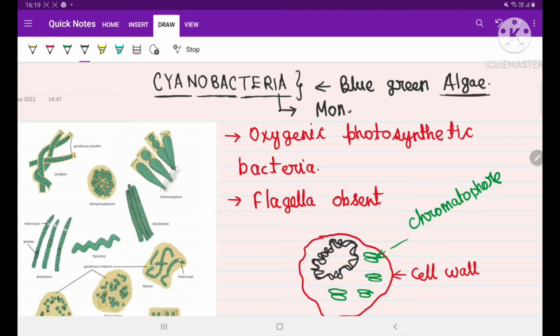So the question is, why are we calling them algae? Like plants, cyanobacteria are photosynthetic organisms. Like plants, they produce oxygen during photosynthesis. So initially scientists classified cyanobacteria and plants in algae, but later when they studied, they found that they are prokaryotes. So as they are prokaryotes and photosynthetic organisms, finally they were given the name cyanobacteria. Blue-green algae is still used frequently, but actually they are not algae, they are Monera, they are prokaryotes.